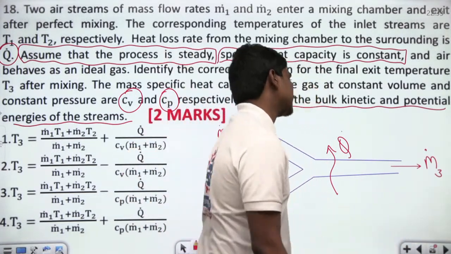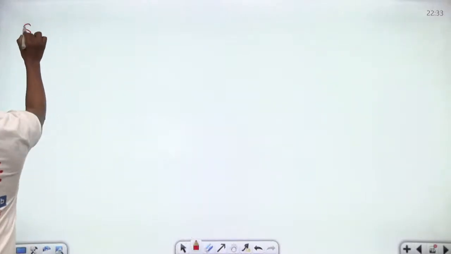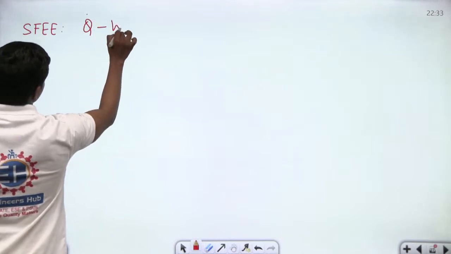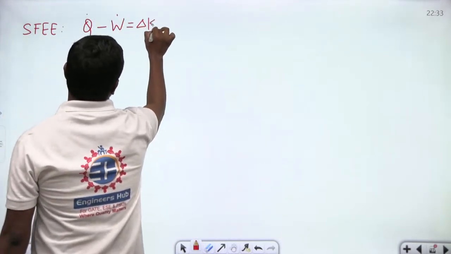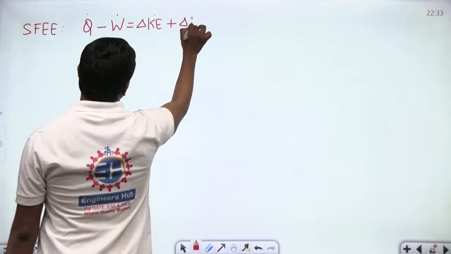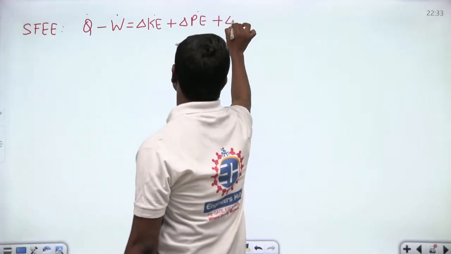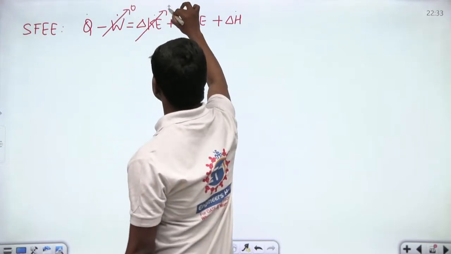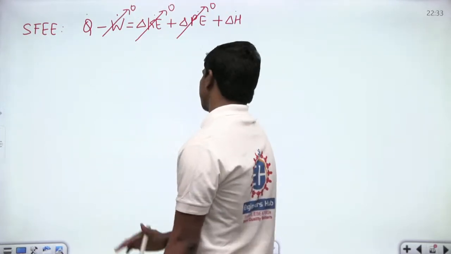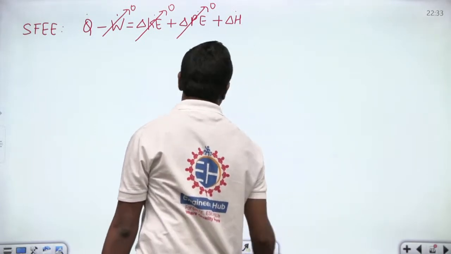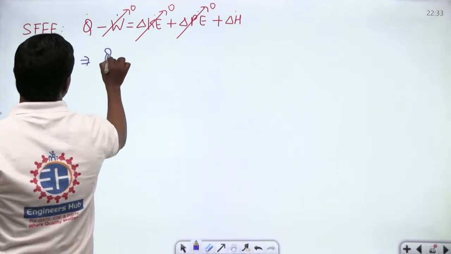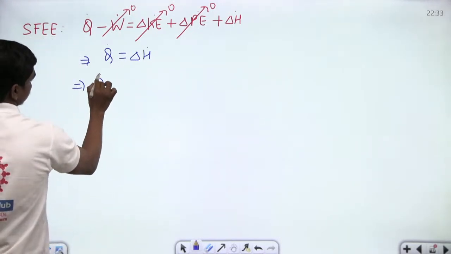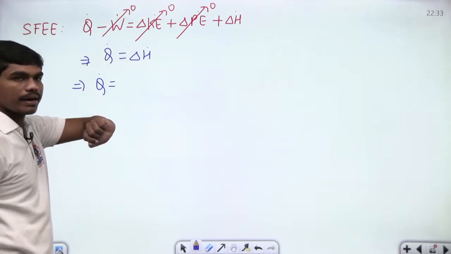So now let us try to solve this. If you apply the steady flow energy equation, we have Q dot minus W dot is equal to delta KE dot plus delta PE dot plus delta H dot. The chamber is rigid, and neglecting bulk kinetic and potential energies is also given. So this is what we are left with: Q dot is equal to delta H dot. So Q dot can be written as final enthalpy minus initial enthalpy.